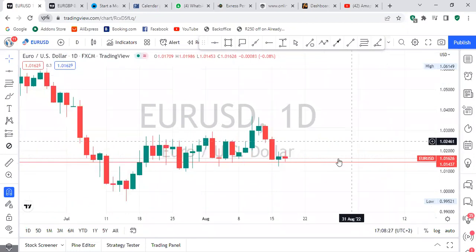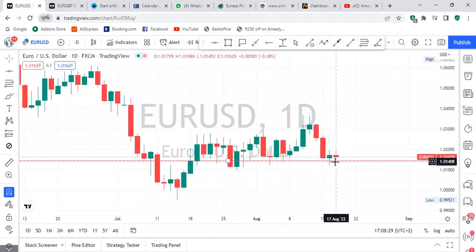All right, so this is my daily support, meaning today we were supported here. It is a very crucial area. Why? Because yesterday we tried to break it and we closed above. And on the 5th of August, we got supported here. The same here, the same here.